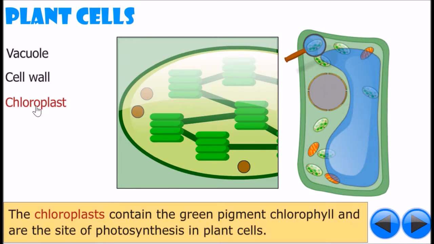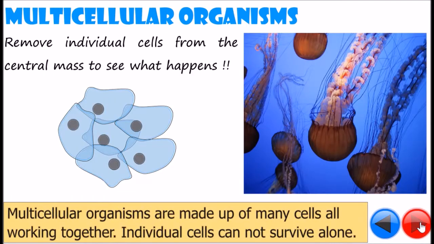And let's look at the idea of a multicellular organism. In multicellular organisms like these jellyfish here, many millions of cells are all working together to keep the animal alive. Now if we were to take one of these cells away from the group they're in, we'll see that it can't survive very long without those other cells. So in a multicellular organism, all the cells are reliant on the other cells around them to survive. They can't survive by themselves.